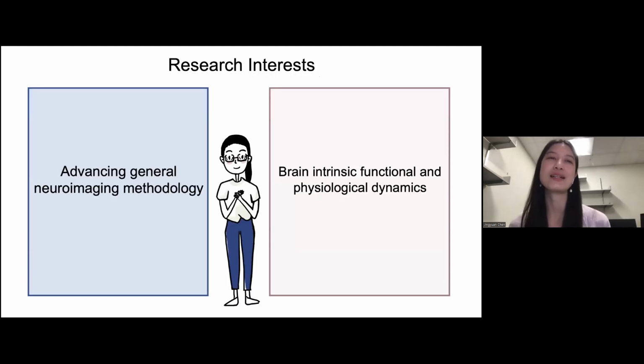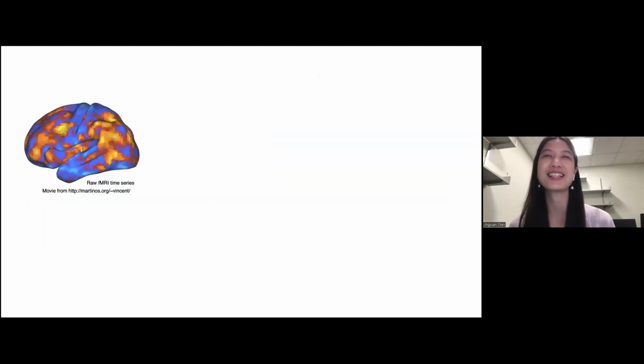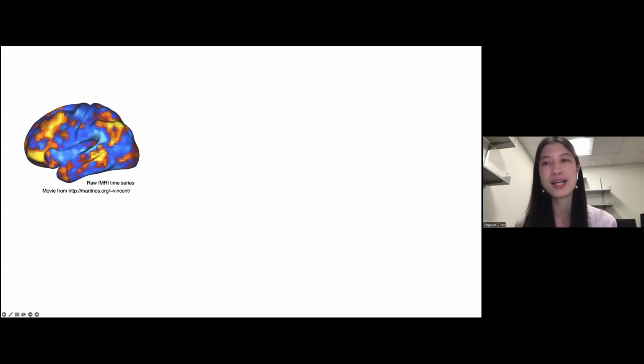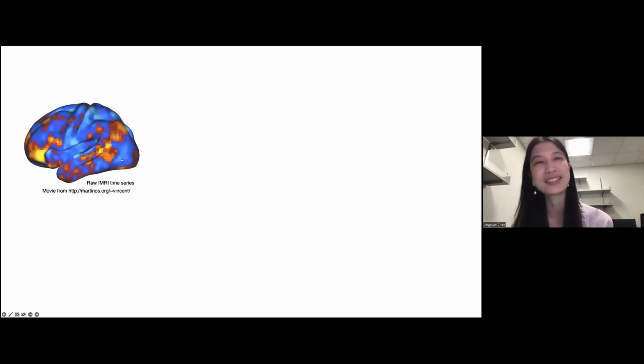As I mentioned, one focus is to advance these techniques, but I also have a strong interest in applying these techniques to study the brain's intrinsic functional and physiological dynamics. So first, what are intrinsic brain dynamics? If you inspect the raw fMRI time course during the resting state condition, meaning the subject is not doing any task, you can already see there are lots of ongoing dynamics. As I will introduce later, they have very organized patterns in this rich intrinsic brain dynamics.